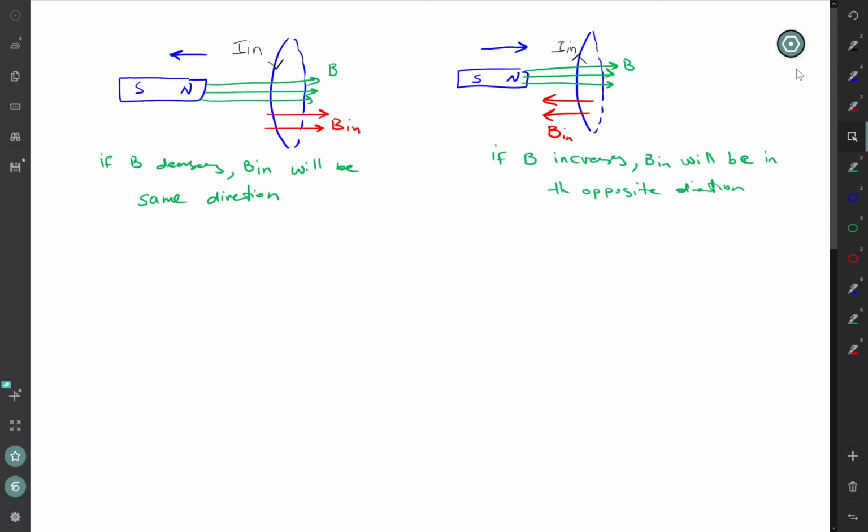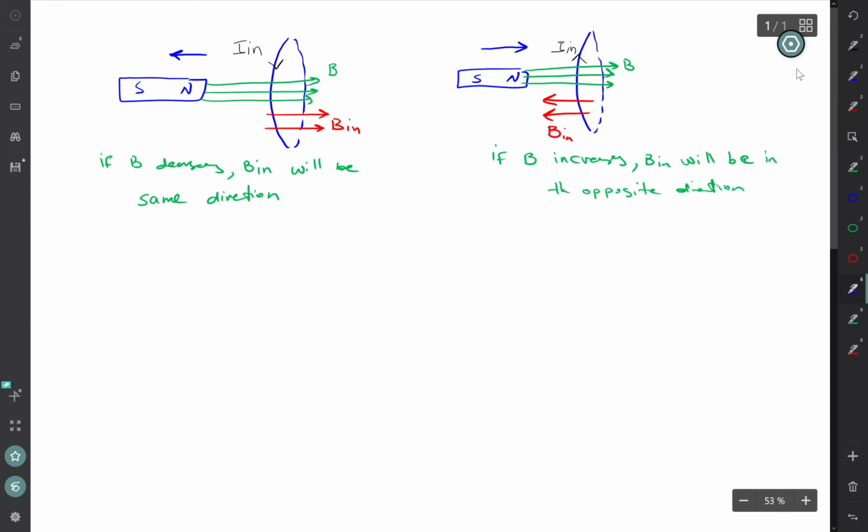Hi everyone. In the previous video, I introduced flux and I talked about the change in flux that would cause an induced current inside a loop. Now we want to talk about the equations behind the change in flux. So if you remember, we mentioned flux.